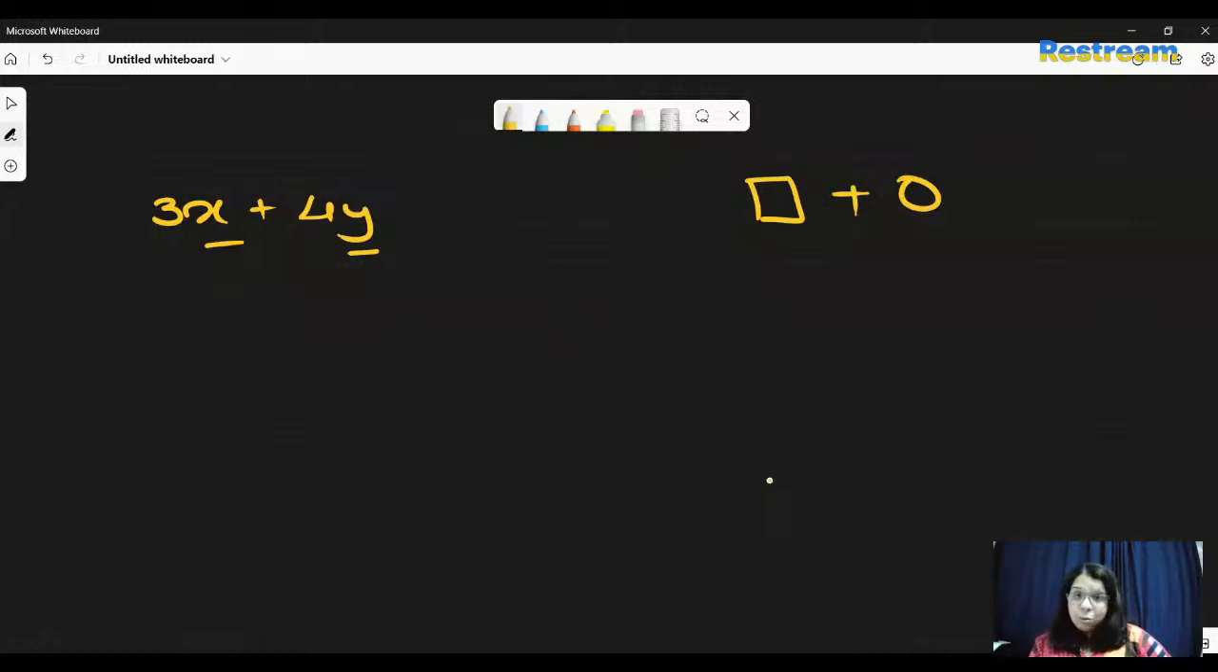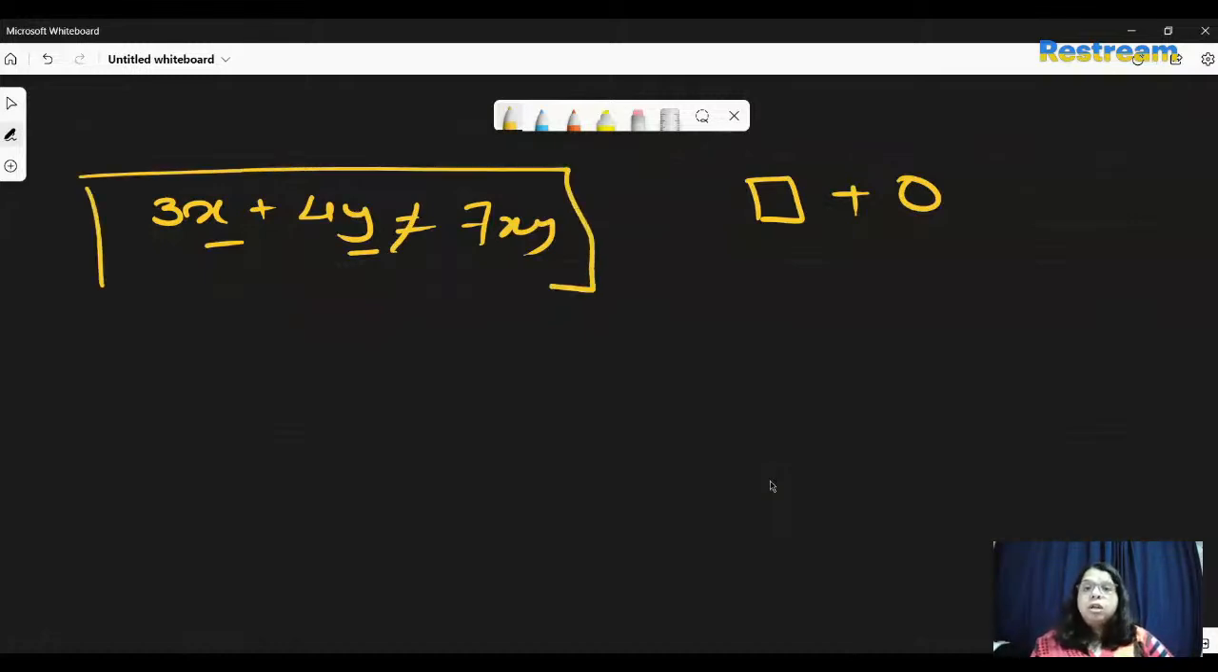3x plus 4y is not possible. It is not going to be equal to 7xy. No, it is not. It is not a multiplication. It is simple addition. And since they are two different unlike terms, you are not allowed to do this. Okay, it's like trying to merge two completely different figures without changing their shape. That is not possible.